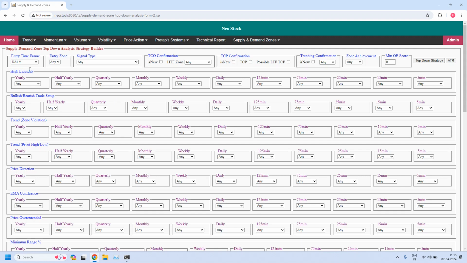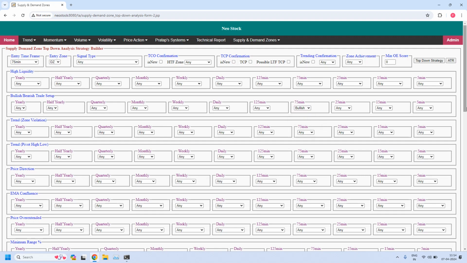So for weekly income trade, entry time frame should be 75 minutes, because in weekly income trade, HTF, higher time frame, is weekly, and intermediate time frame, ITF, is daily. Our entry time frame or lower time frame is 75 minutes. That's why we have selected entry time frame 75 minutes. Because we are generating a bullish trade setup, entry zone should be demand zone, and in bullish or bearish trade setup parameter at 75 minutes time frame, I am selecting bullish.